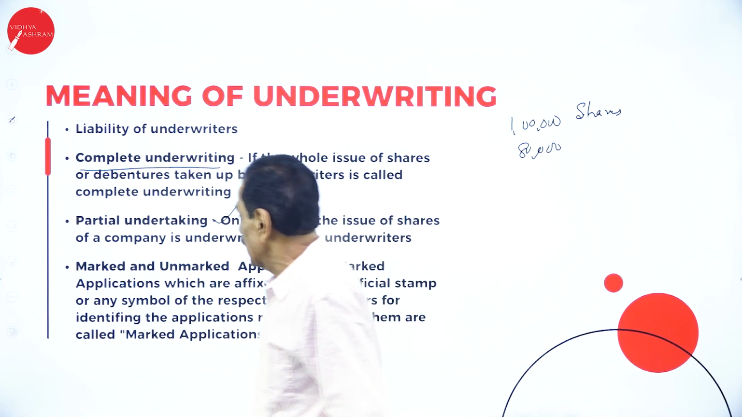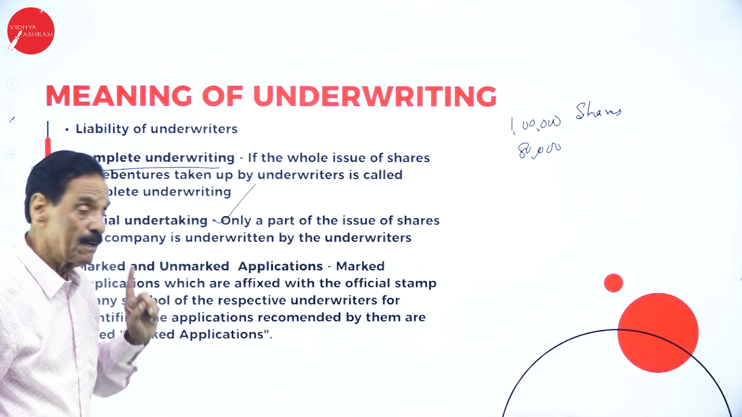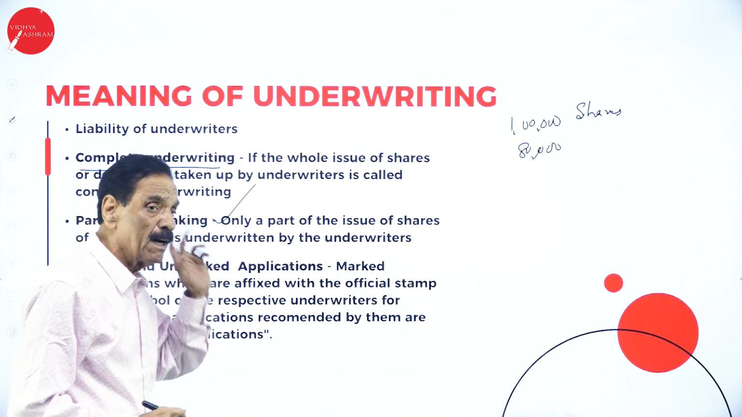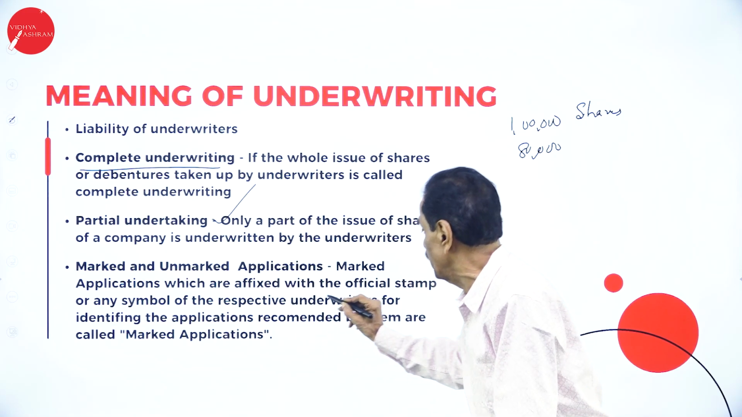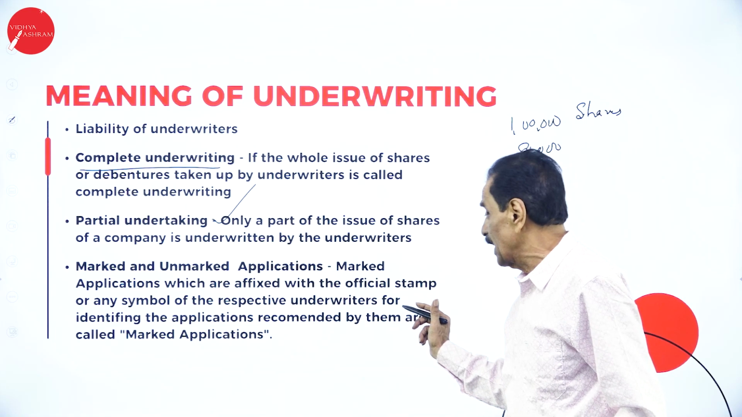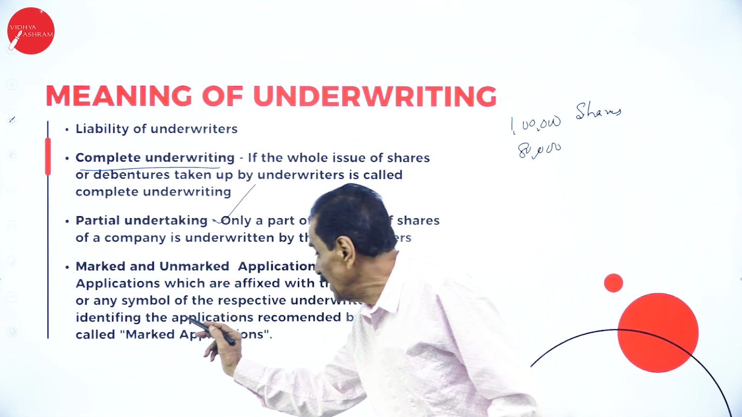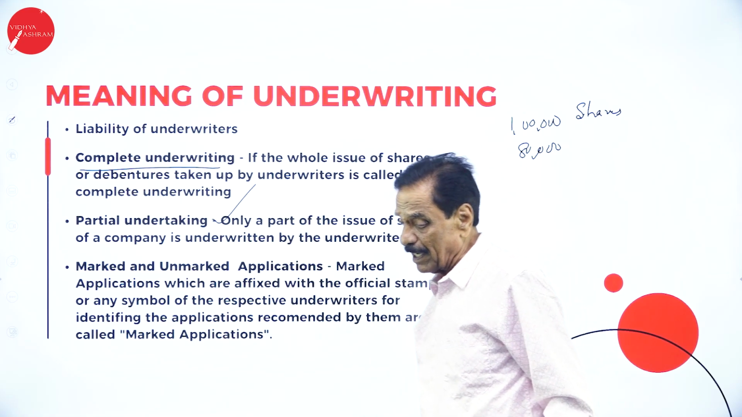Then come back to this word: marked and unmarked application. I will repeat, marked and unmarked application. Marked applications are those which are affixed with the official stamp or any symbol of the respective underwriter for identifying the applications recommended by them. These are called marked applications.